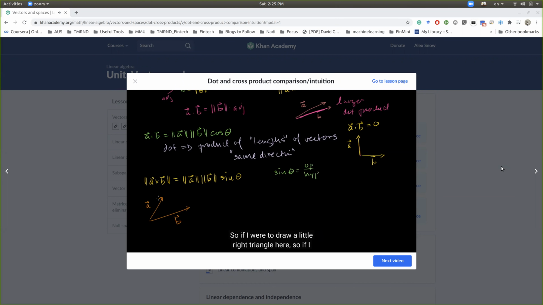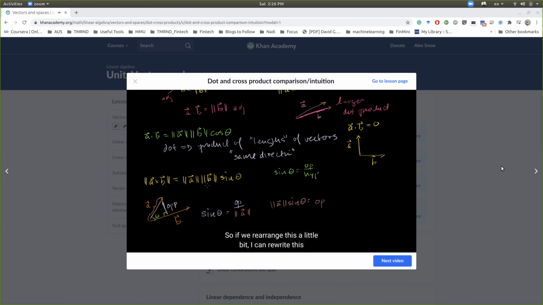So if I were to draw a little right triangle here, so if I were to draw a perpendicular right there, and this is theta, what is the sine of theta equal to in this context? The sine of theta is equal to what? It's equal to this side over here. Let me call that just the opposite. It's equal to the opposite side over the hypotenuse. So the hypotenuse is the length of this vector A right there. It's the length of this vector A. So the hypotenuse is the length of my vector A. So if I multiply both sides of this by my length of vector A, I get the length of vector A times the sine of theta is equal to the opposite side.